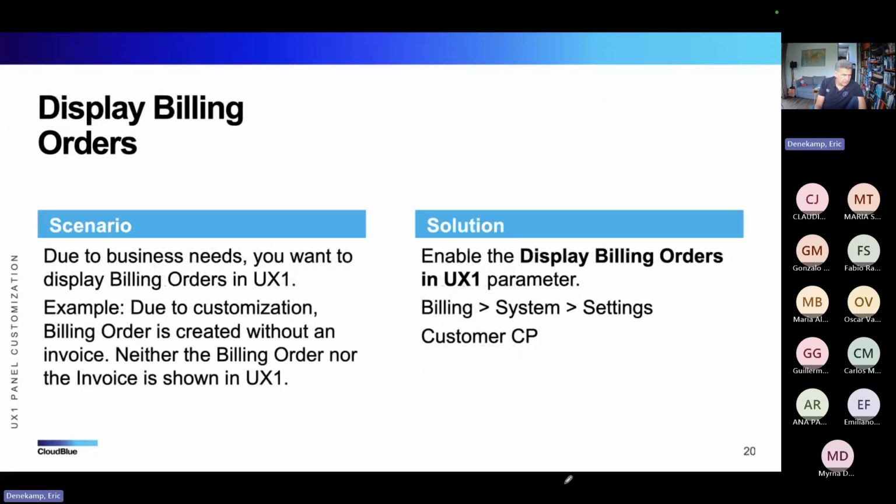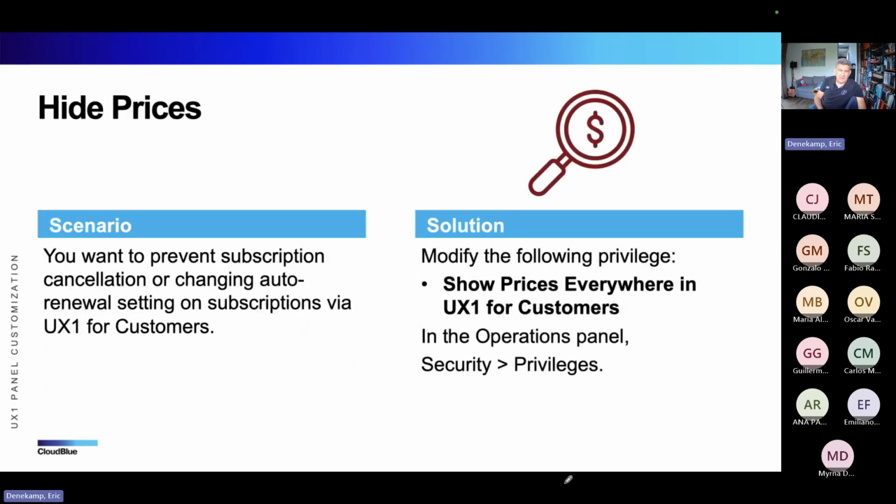So we discussed this one, the billing orders. I showed you that. If you are setting up your control panel for, let's say, entities that are not billing internally, I can show prices everywhere in UX1 for customers and take it away from customers. That means that they can order, but they won't know what it would cost them.